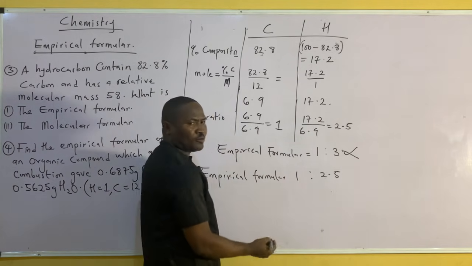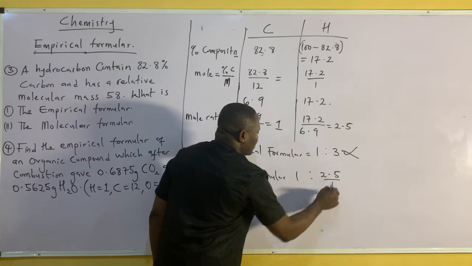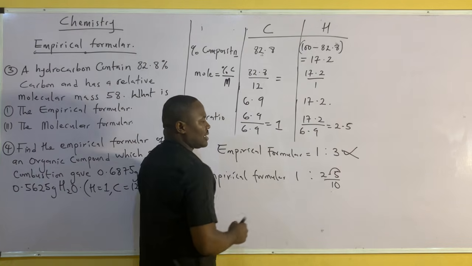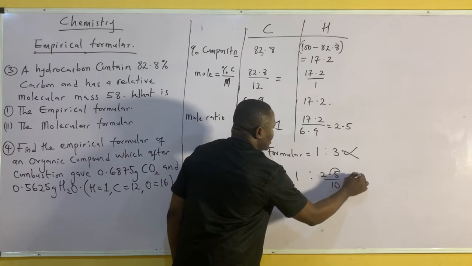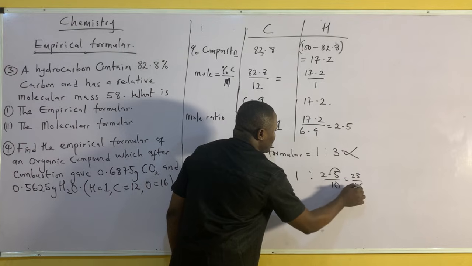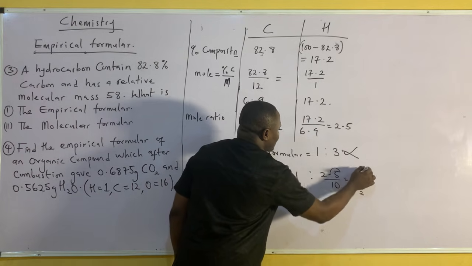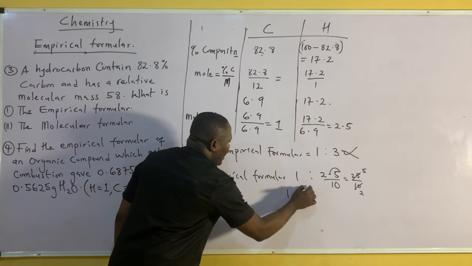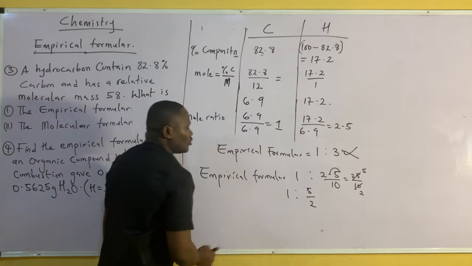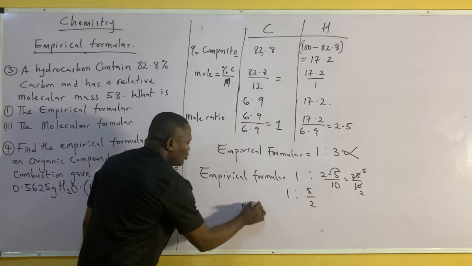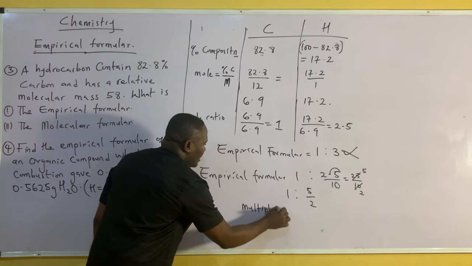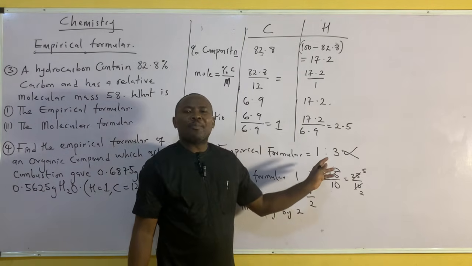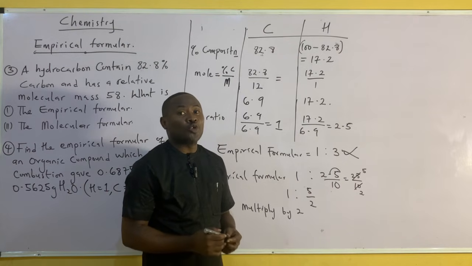Convert this to a fraction. It is 2.5 over 1. Take this out, it's not 10, so I now have it as 25 over 10. This here is 2, this here is 5. So I have a 1:2.5 ratio, which is 1 to 5 over 2. So I will multiply through by 2. Why? Because empirical formula is a whole number ratio formula.